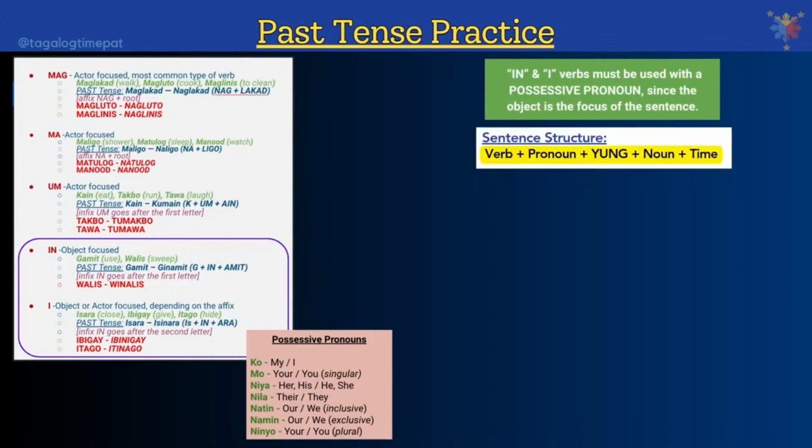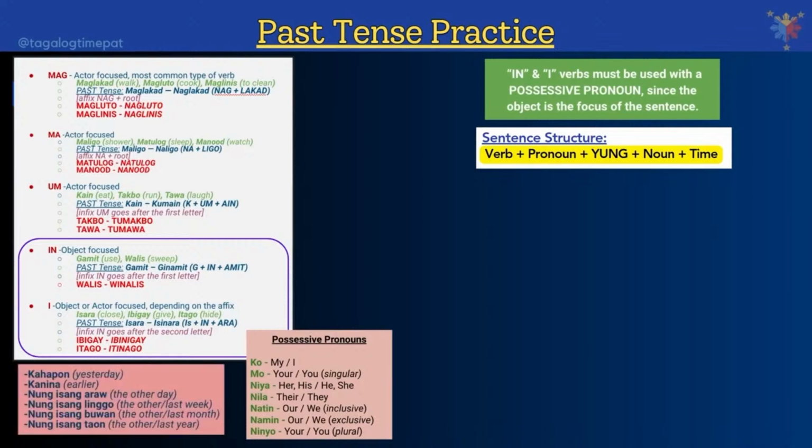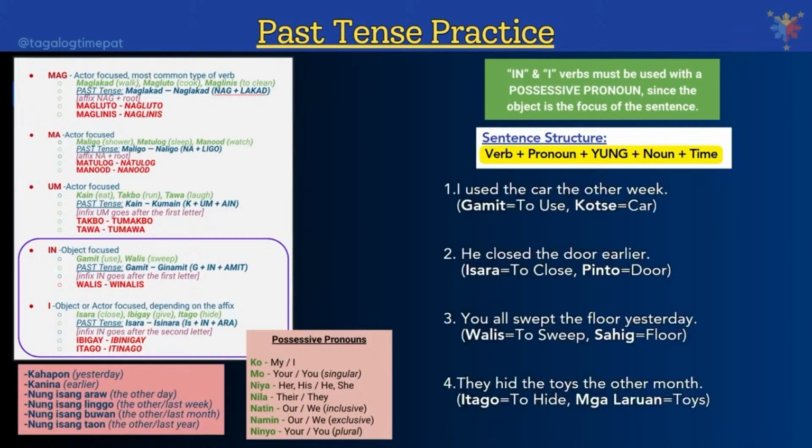Okay, so that's kind of why we have to use a possessive pronoun. And then the sentence structure now would be verb plus pronoun plus the word yung, which means the. Sometimes it can be ang. They are interchangeable usually. Then it's the noun and then time. And then again, down here in the bottom left corner are the vocab terms to indicate past tense. And let's take a look at some examples. So number one, I used the car the other week, and I gave you some hints. Gamit means to use. Coche means car.